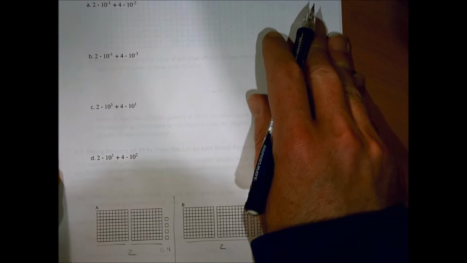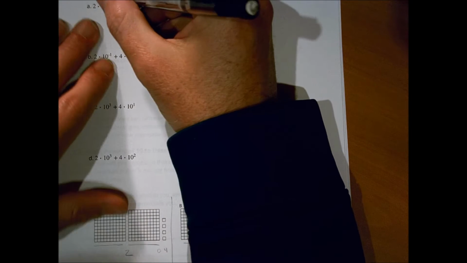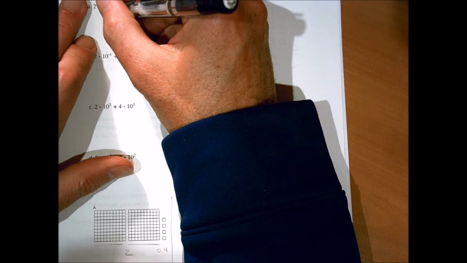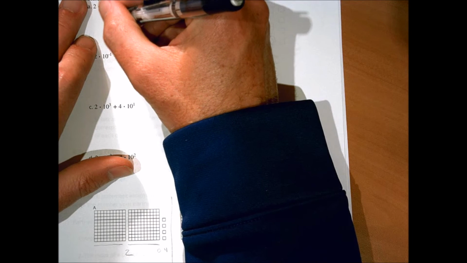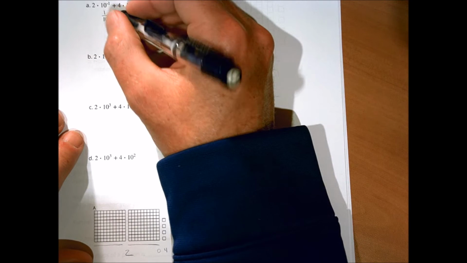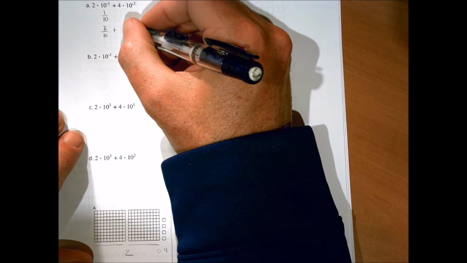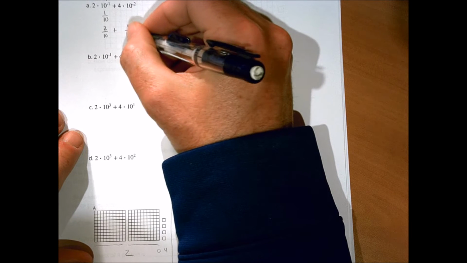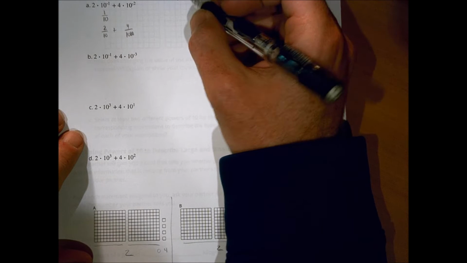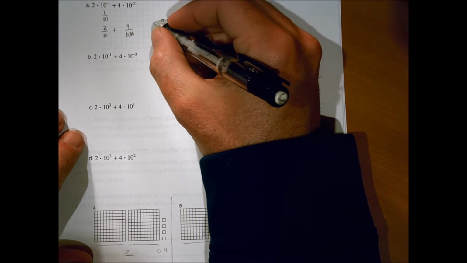A says I have 2 times 10 to the negative 1 plus 4 times 10 to the negative 2. Okay, so remember, 10 to the negative 1 is what? It's 1/10. Okay, so I'm at 2 times 1/10, which is 2/10. Plus here I have 4 over 100, 4 hundredths. So I'm at 2/10 and 4 hundredths. So if I was to write that out, I have tenths and I have hundredths, I have nothing over here.